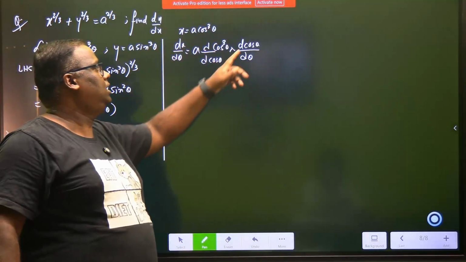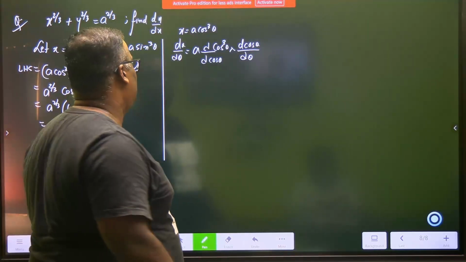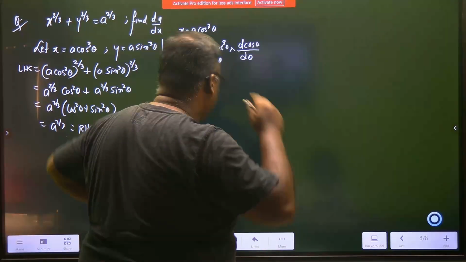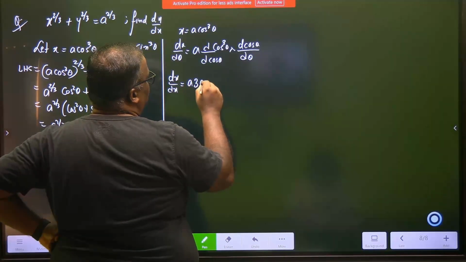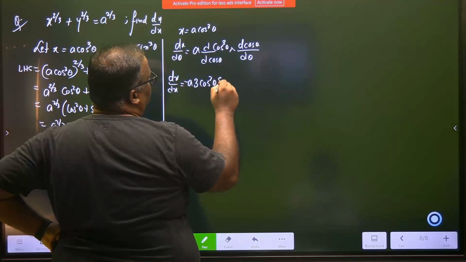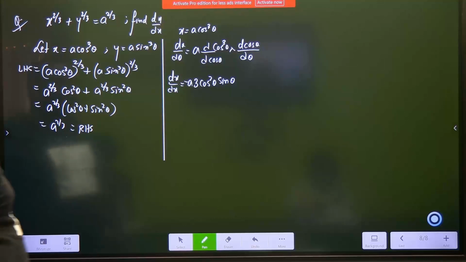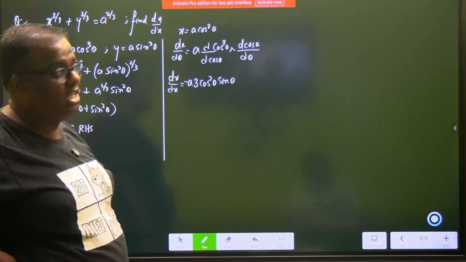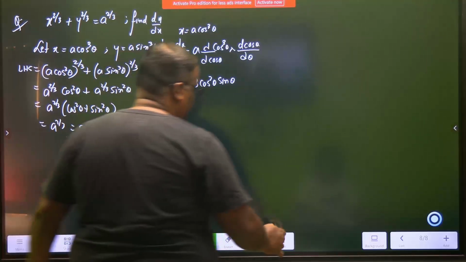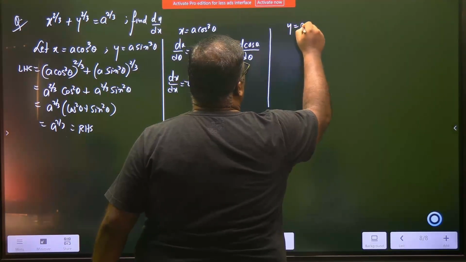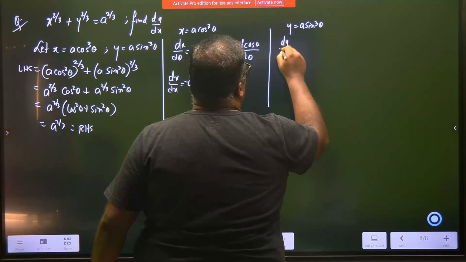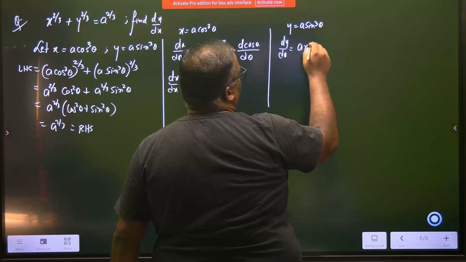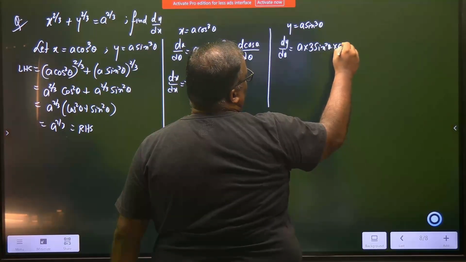First treat the power, then treat the function, and if there was an angle, then you treat the angle. So dx by d theta becomes equals to what? dx by d theta becomes a into 3 cos square theta into negative sine theta. Just see, children, did you understand? d of cos theta is negative sine theta, and this becomes 3 cos square theta, nx to the n minus 1. Similarly, we had y is equal to a sine cube theta. So dy by d theta becomes equals to a into 3 sine square theta into cos theta. I jumped a step here.